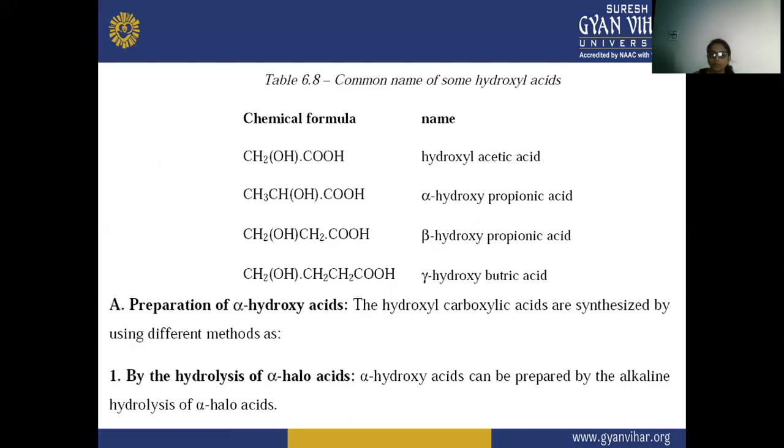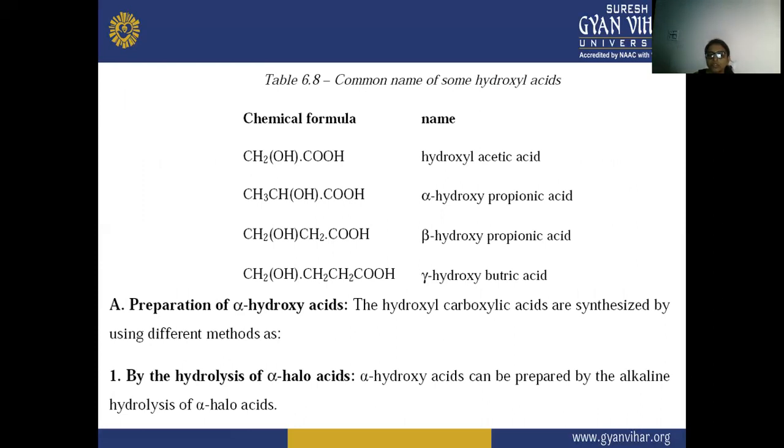This is the common name of some hydroxy acids. Here the chemical formula is CH2OH COOH. In all these structures, you can see that only one carboxylic acid group is present. That is why they are known as monocarboxylic acids.